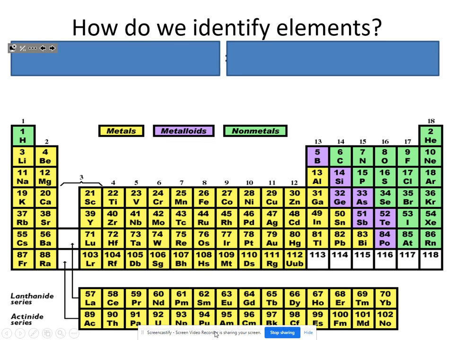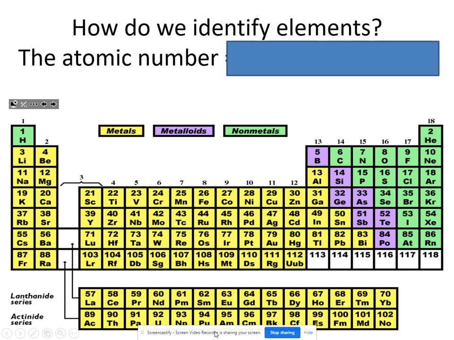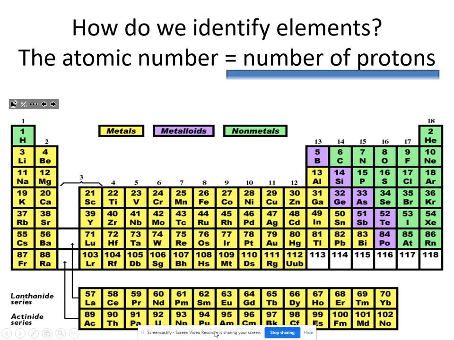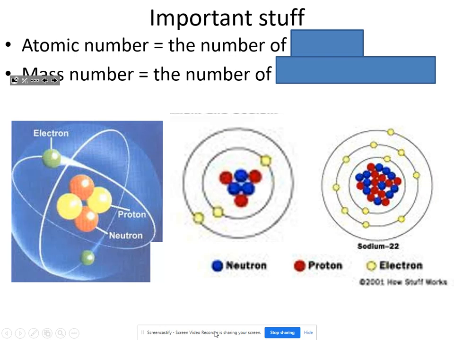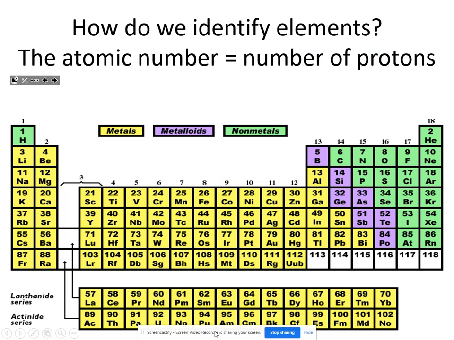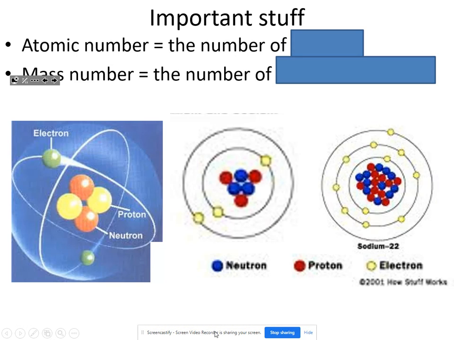Now, how do we identify elements? Oh, a second time this is appearing? Well, we identify elements by their atomic number. And the atomic number tells us the number of protons. That is important. All right? Now, one group we didn't talk about was the nonmetals. We'll get there.